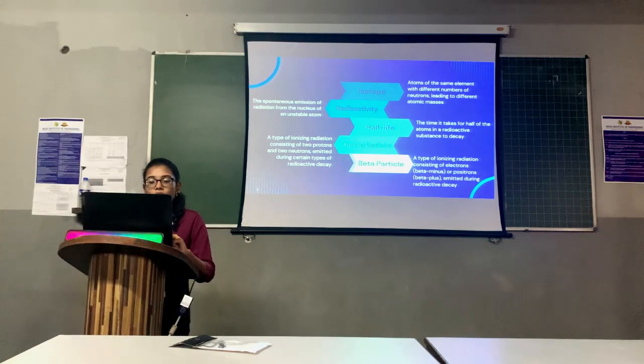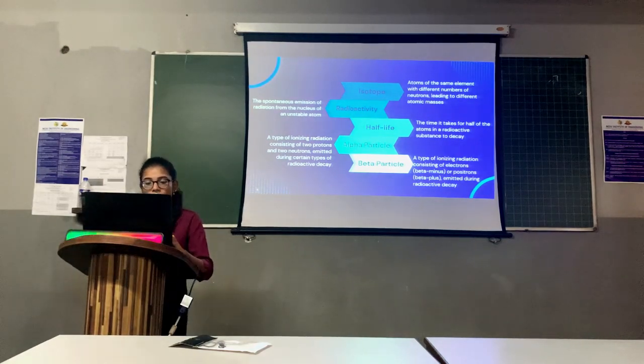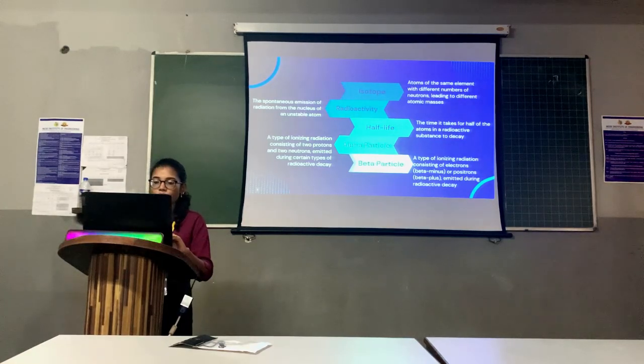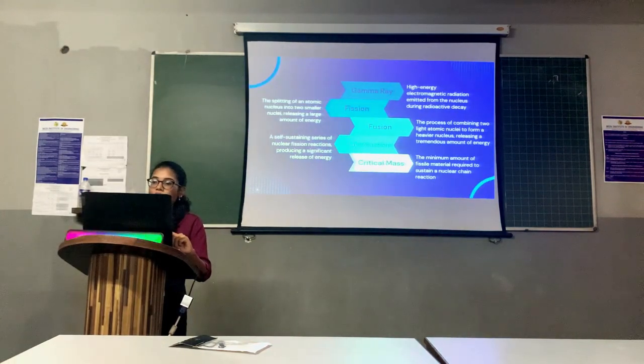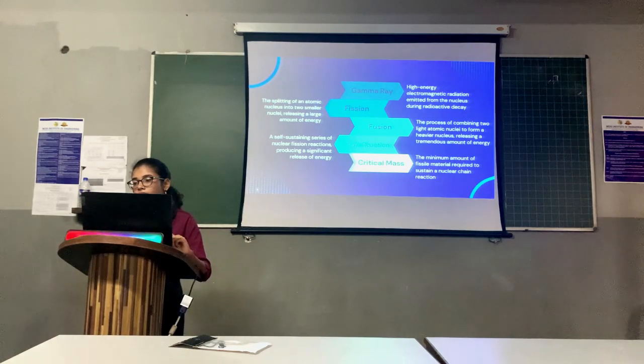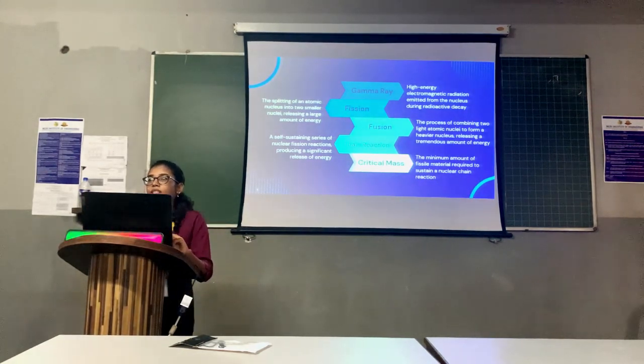A type of ionizing radiation consisting of 2 protons and 2 neutrons emitted during certain types of radioactive decay is known as an alpha particle. A type of ionizing radiation consisting of electrons or positrons emitted during radioactive decay is known as a beta particle. High energy electromagnetic radiation emitted from the nucleus during radioactive decay is known as a gamma ray.